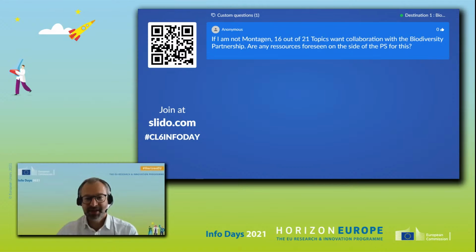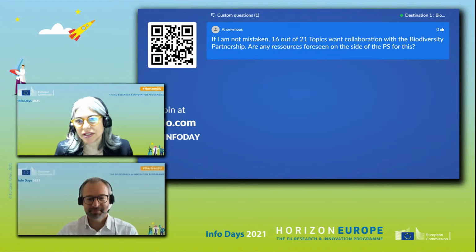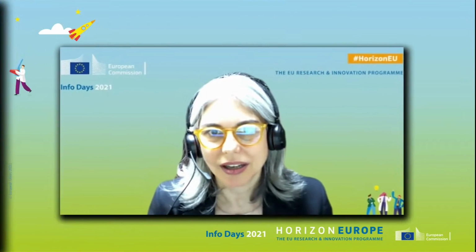Of the 21 topics, 16 want collaboration with the Biodiversity Partnership. Are any resources foreseen on the side of the partnership for this? So this is a bit cryptic for me. Is it for Josefina or Marco, or both? I think it could be for me, because it's mentioned in the partnership. We could address it later on. We are talking about the partnership in the second part of today.